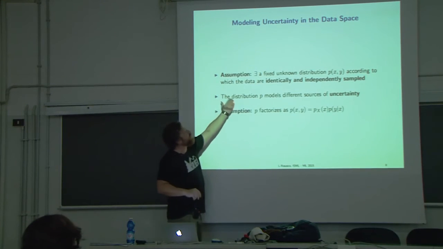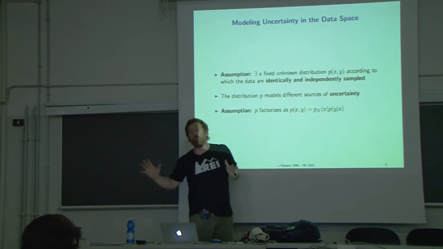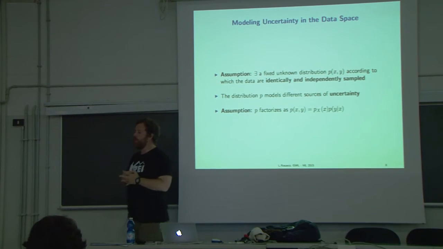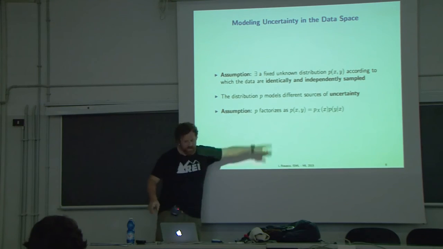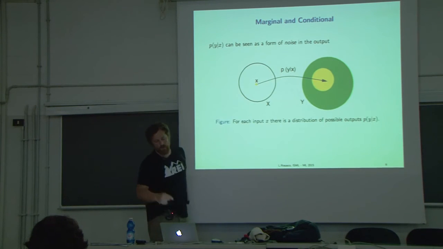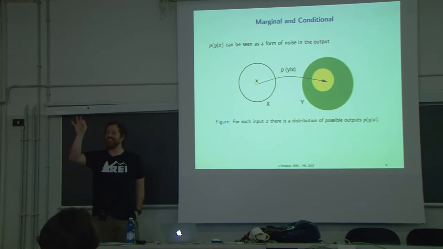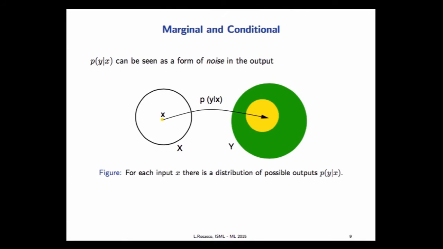And as I said, in the distribution P we model everything we don't know about the data. Once you split it this way, for example, if you fix x and look at the conditional probability of y given x, it means that if I give you an x, I cannot say for sure what y is associated to it, but there is a whole distribution of possible values. Some are more likely than others. Does that make sense? So you can think of this as some kind of noise on the relation between the input and the output.